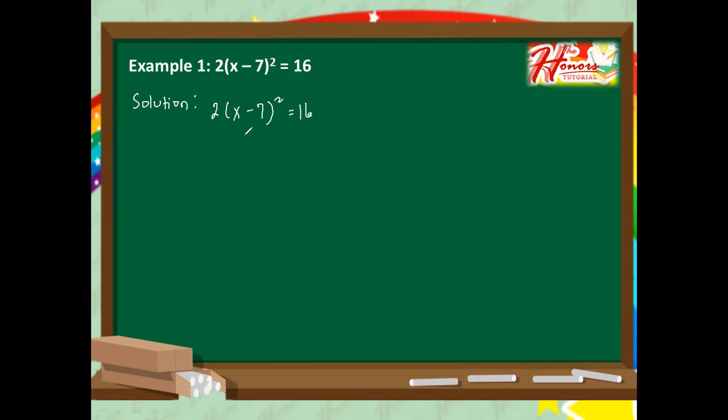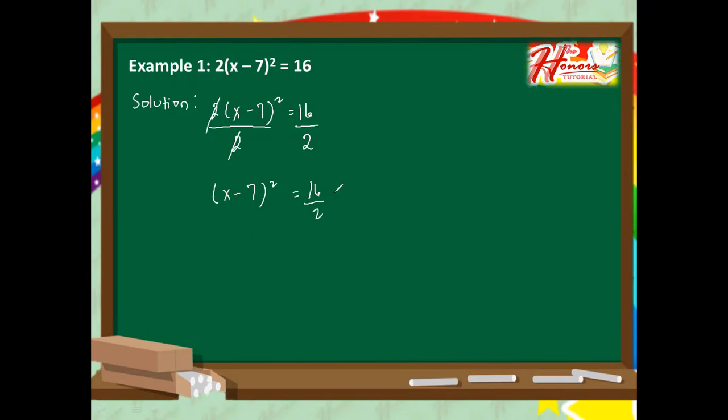In this, our goal is to have the terms with the parentheses only at the left side of the equation. Therefore, we are going to eliminate 2, which is not included in our parentheses. How are we going to eliminate 2? We have to divide both sides by 2. 2 divided by 2 cancels because the numerator and denominator are the same. So now we have the quantity of x minus 7 squared equals 16 over 2.